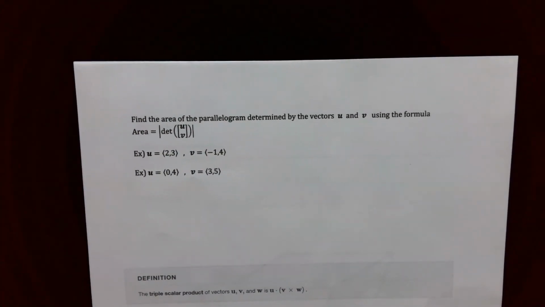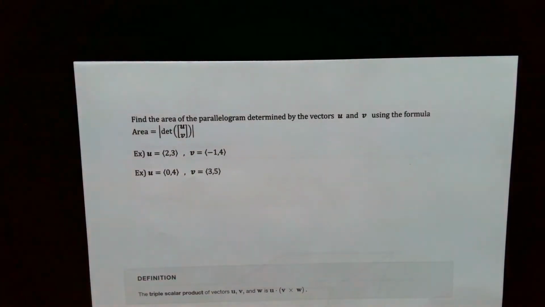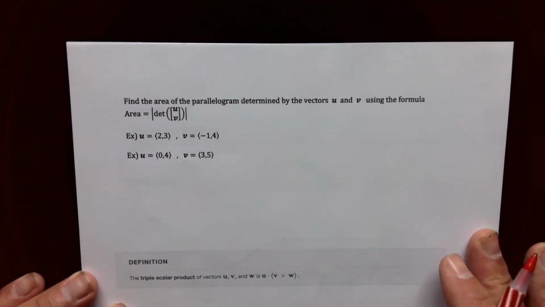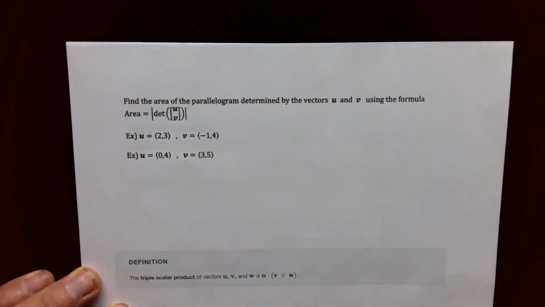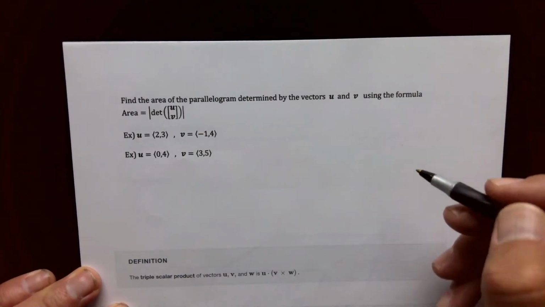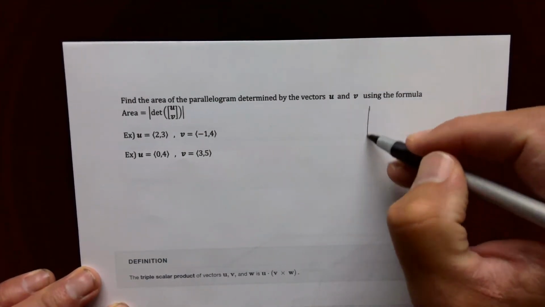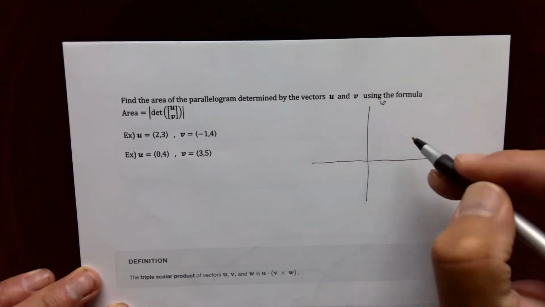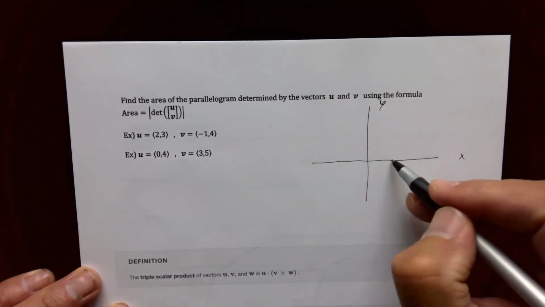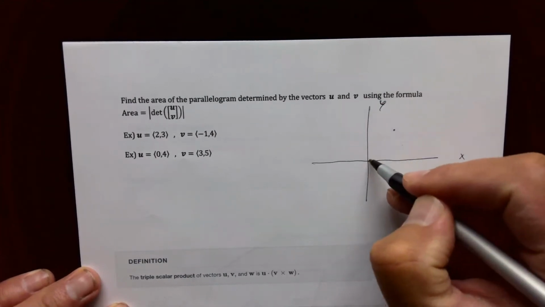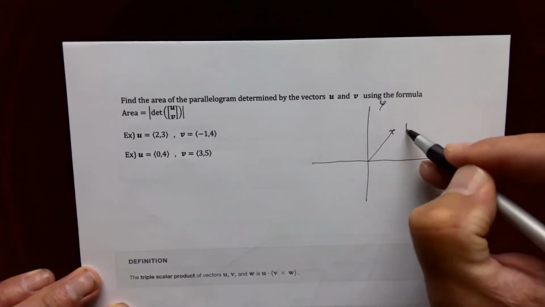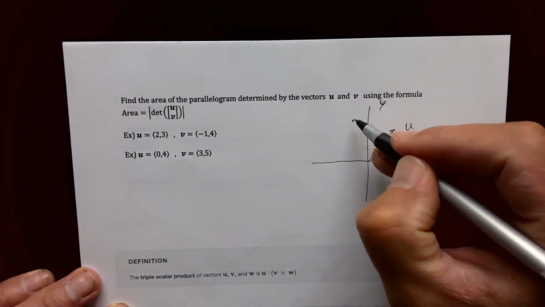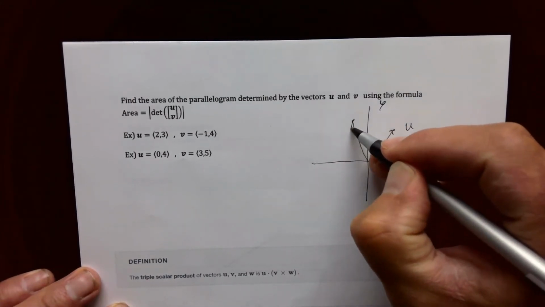All right, so here are the next couple examples that I would like to work out with you. Find the area of the parallelogram determined by these two vectors, U and V. Let's draw the picture for this first one. I'll sketch it down. Suppose we put an X, Y axis down. U is (2, 3), so over 2, up 3. Let's assume this is the vector U. V is (negative 1, 4), left 1, up 4. So there's the vector V.